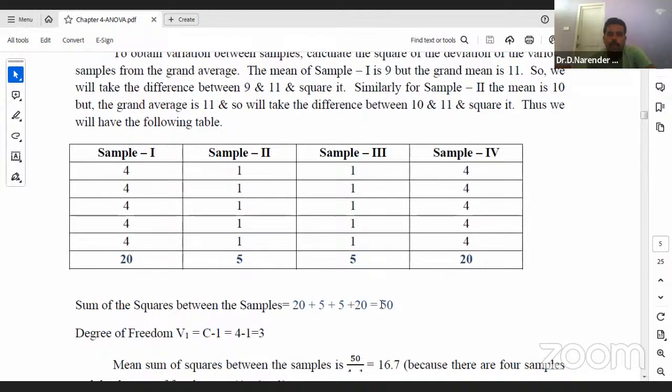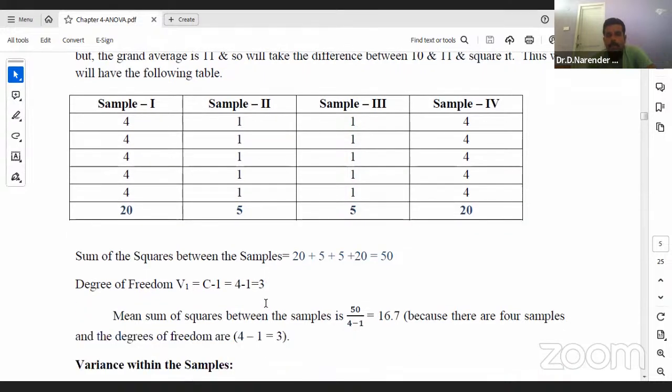Sum of squares between samples is equal to 20 plus 5 plus 5 plus 20, which is equal to 50. After getting the value 50, we call it SSC, sum of squares between columns or between samples. 20, 5, 5, 20 is 50. This value is called SSC. SSC is the first one.